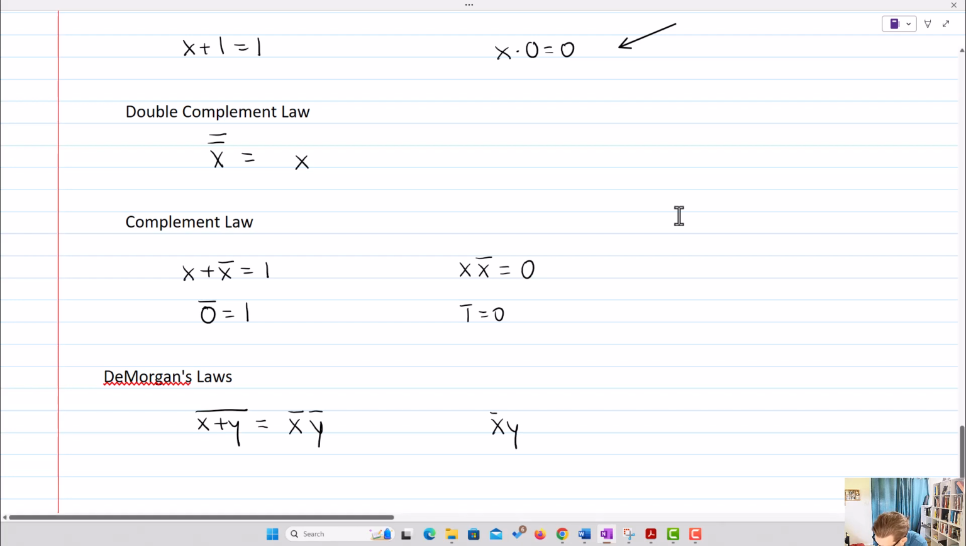Or if we have xy complement, what happens? We're going to take the complement of each individual one and we're going to sum. And those are our De Morgan's laws.